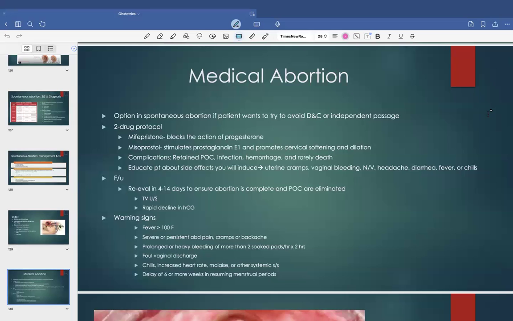Some of the complications of medical management or medical abortion are retained products of conception, which gives you an increased risk of infection, possible hemorrhage, and rarely death.